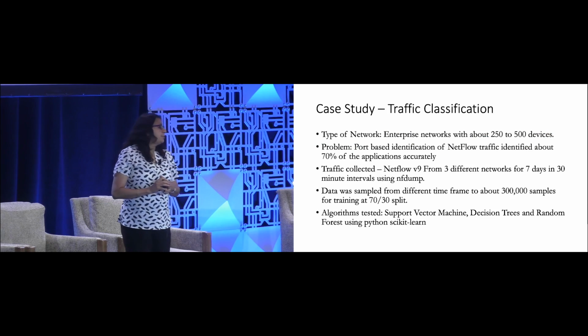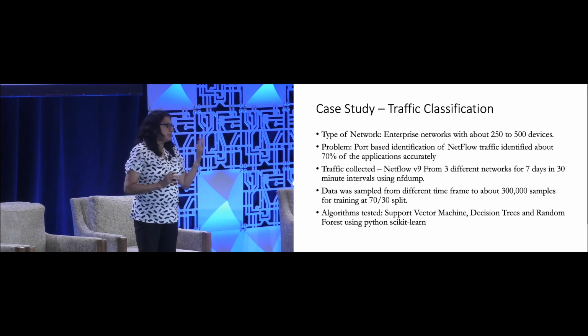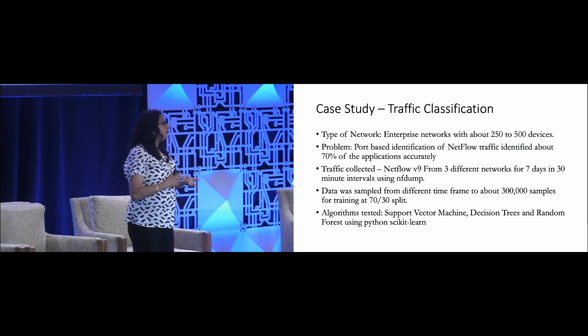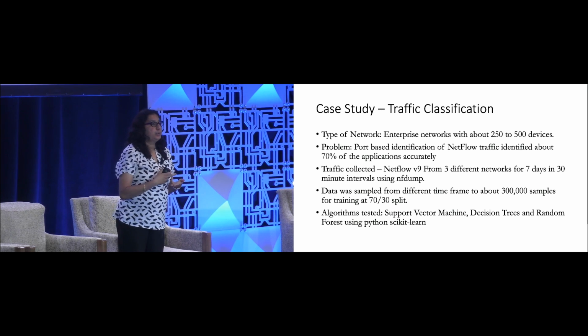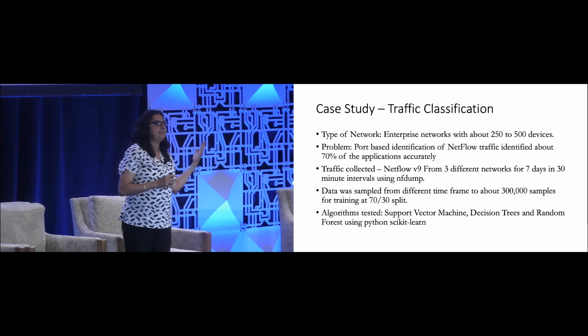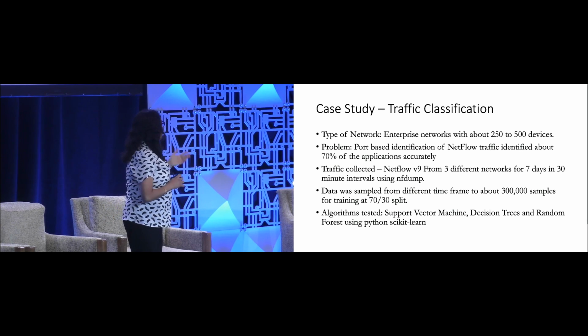So I'm going to talk about two case studies. One is the traffic classification, like I said, that's the one that we did. Traffic classification and fault detection were the two that we really spent a lot of time on. We tested it on a small network with 250 to 500 devices. We did a port-based analysis, and it gave us about 70% accurate identification.